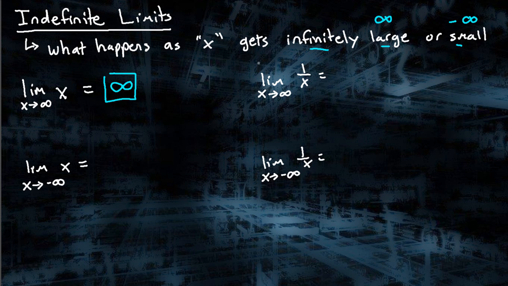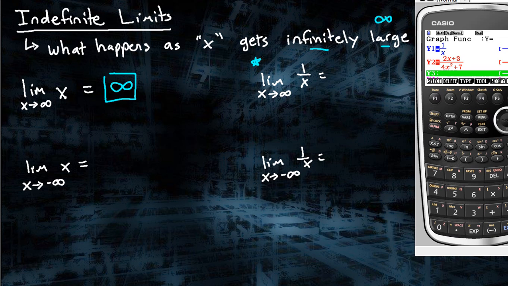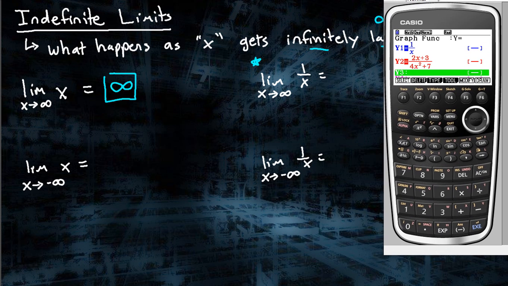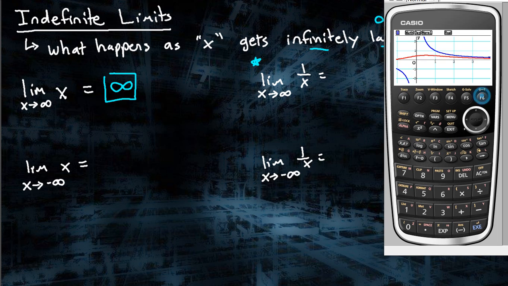But then we have more interesting questions, like this one right here. Well, what happens as x gets infinitely big if we have 1 over x? So I'm going to use the calculator to help, and we're going to take a look at the graph in blue. Okay, we'll worry about the graph in red in a second. So I'm going to draw these. So the graph in blue is the one that we're looking at right here, and we see that as x gets infinitely big, it seems to be approaching the line y equals 0.